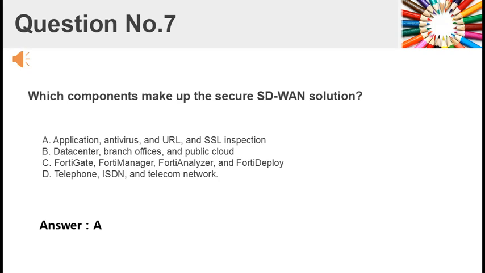Which components make up the secure SD-WAN solution? A. Application, antivirus, URL, and SSL inspection. B. Data center, branch offices, and public cloud. C. FortiGate, FortiManager, FortiAnalyzer, and FortiDeploy. D. Telephone, ISDN, and telecom network. Answer: A.